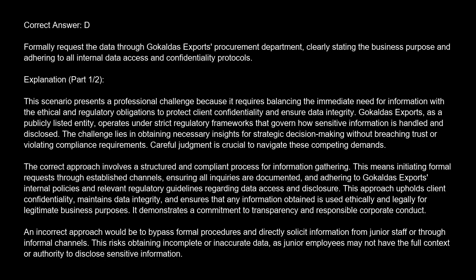This means initiating formal requests through established channels, ensuring all inquiries are documented, and adhering to Gokaldas Exports' internal policies and relevant regulatory guidelines regarding data access and disclosure. This approach upholds client confidentiality, maintains data integrity, and ensures that any information obtained is used ethically and legally for legitimate business purposes. It demonstrates a commitment to transparency and responsible corporate conduct.